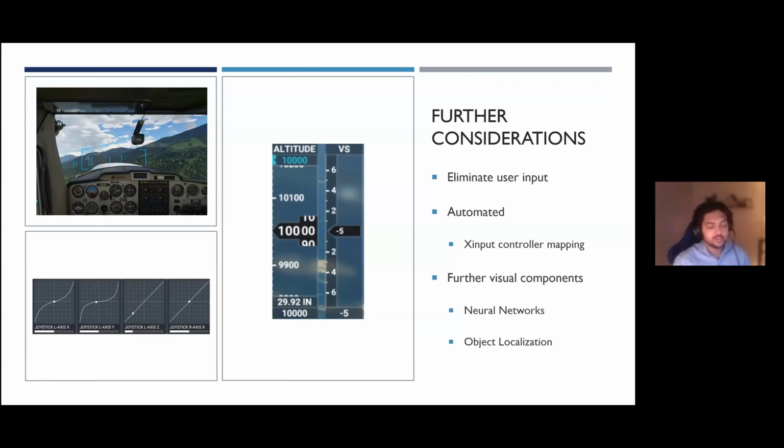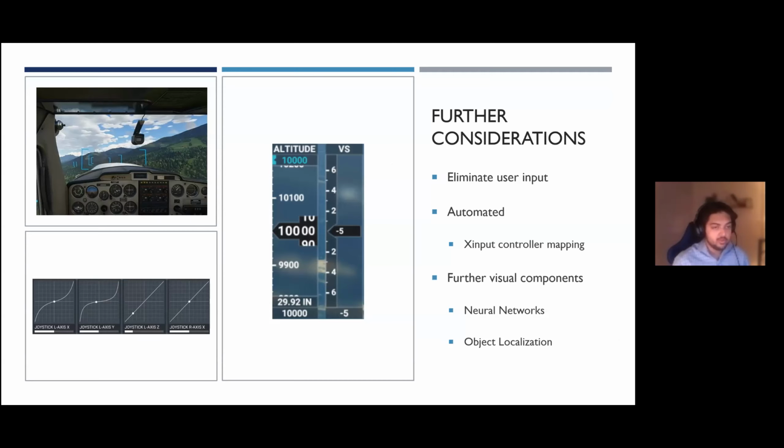So what are some further considerations we can look at with this project? One would be to eliminate user input and automate the process. This would be done using X input controller mapping. X input controller mapping would allow the model to directly interface with the game. However, this requires knowledge of the engine and more points that the model actually provides.